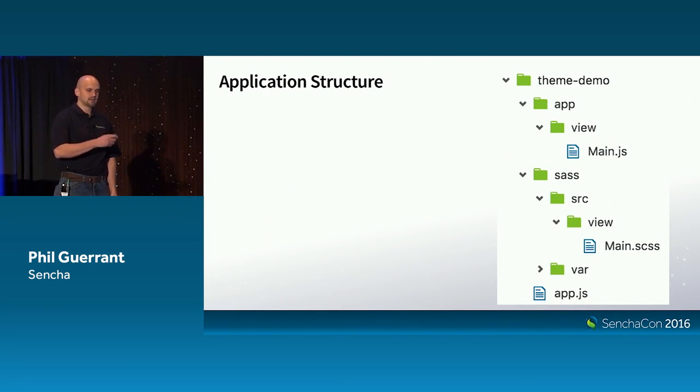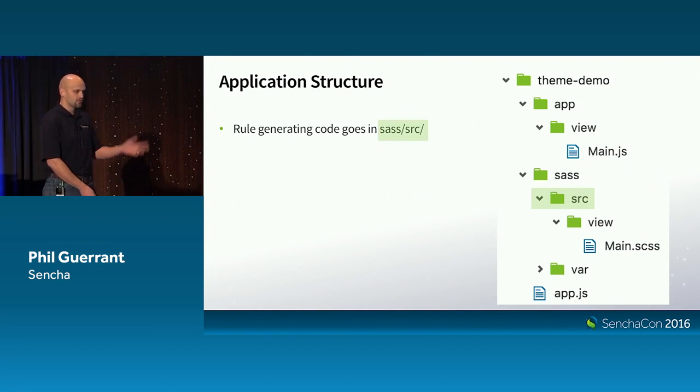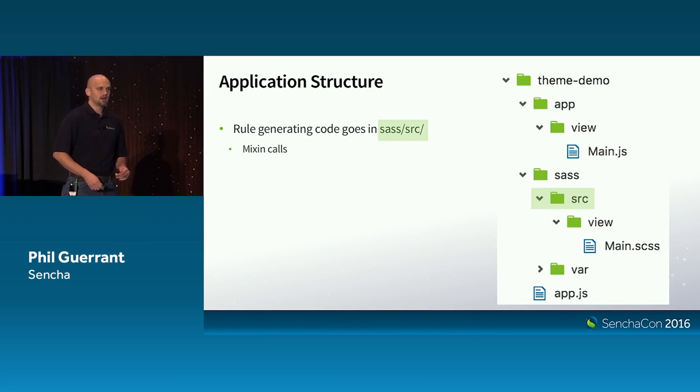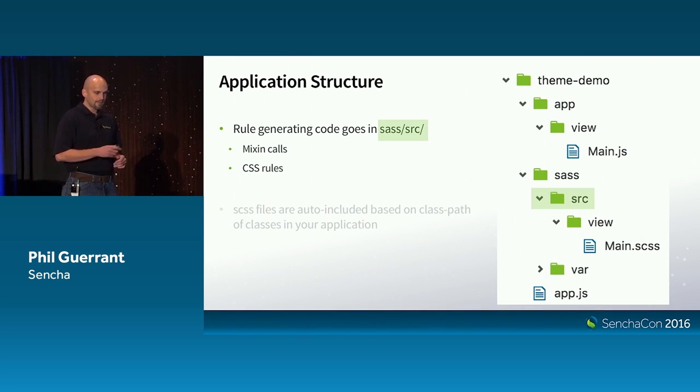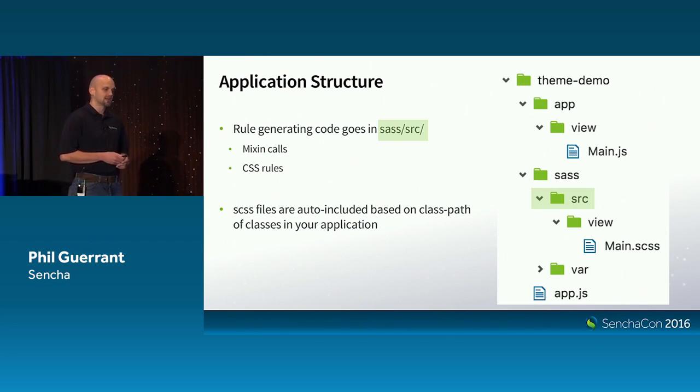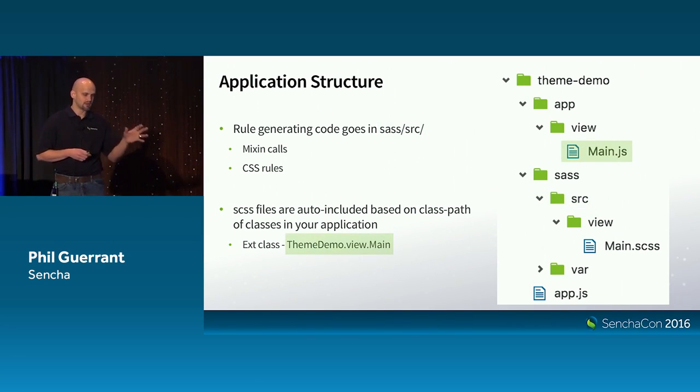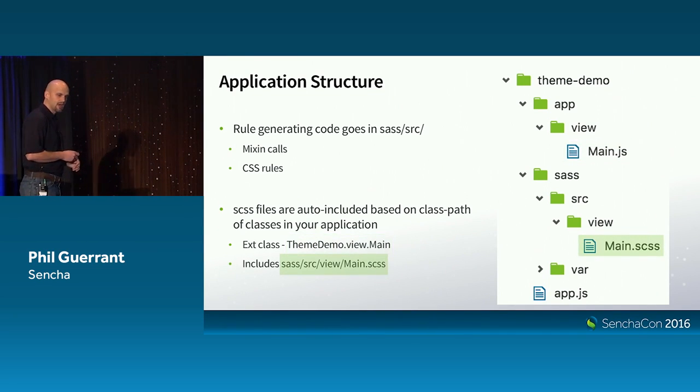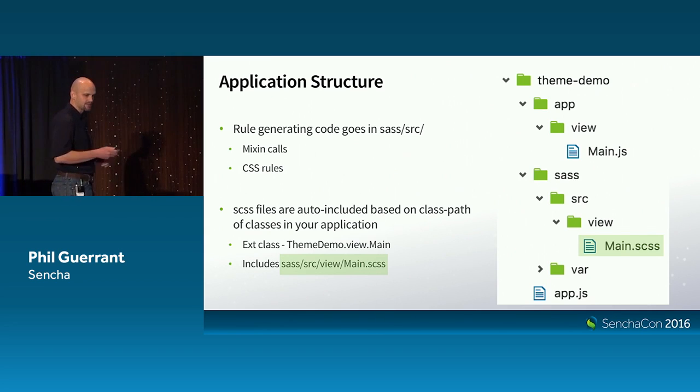The second place you want to look at in your app structure that you just generated is the sass source directory. All the rule generating code goes there: mixin calls and CSS rules for styling your application's views. SCSS files are auto-included based on the class path of classes in your application. So if our app is called ThemeDemo and we have a ThemeDemo.view.main class, that'll automatically include a main.scss at the same path in our sass directory.